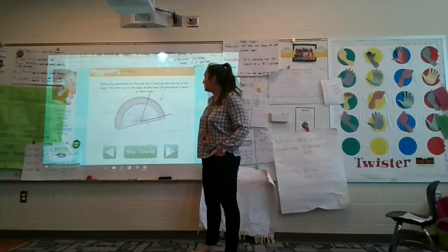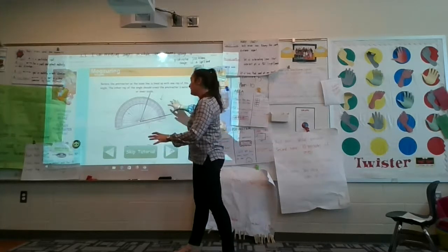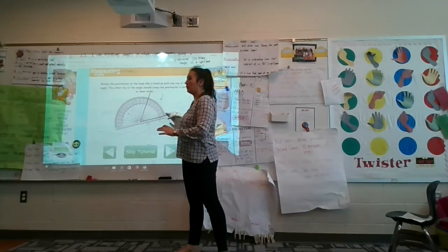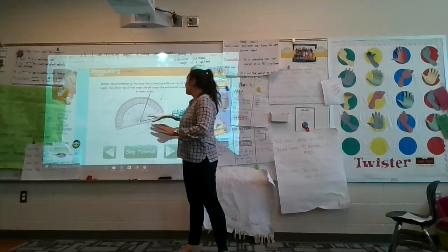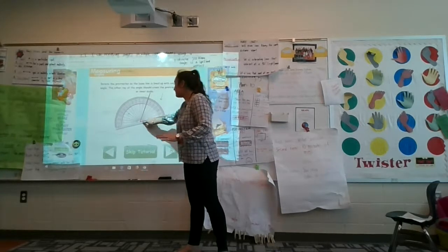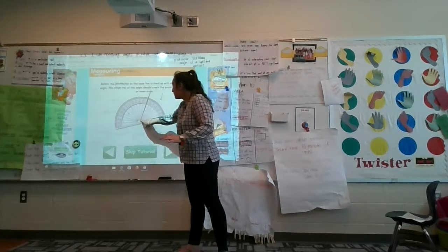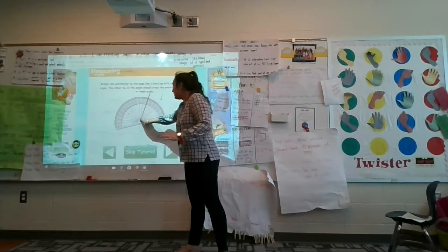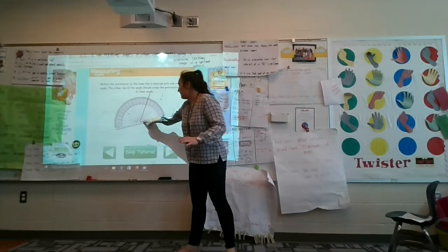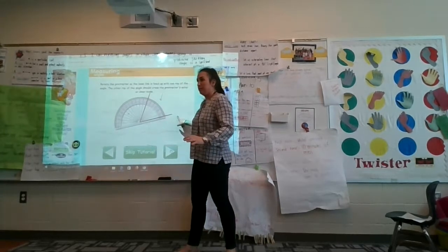So if it was a little bit more to the side, if the angle, you have to turn your protractor anyway. It doesn't matter which line you use as your baseline. You need to make sure that this baseline of your protractor is lined up to one of the parts of the center point. And so one line needs to be lined up on the baseline. Doesn't matter if this one or this one.